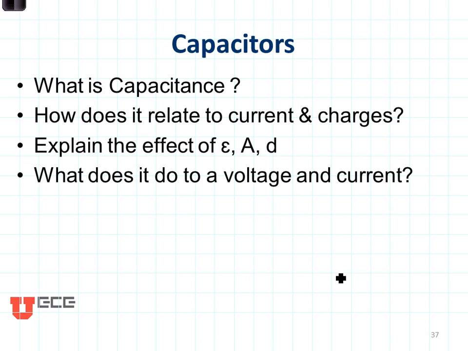So basically, we have covered these 4 topics. What is a capacitance? How does it relate to current and charges? How do the various parameters of the capacitor matter? And what does it do to a voltage and a current?